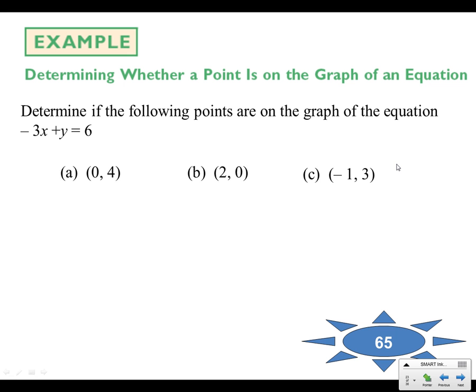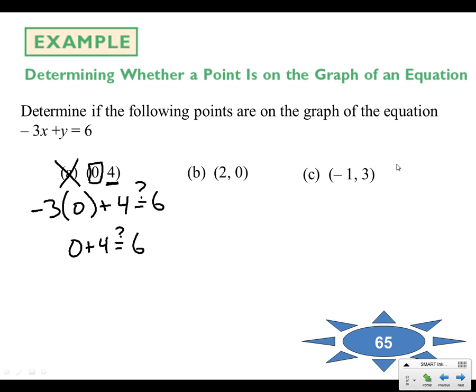Now we can do that without actually having to graph because we can plug it straight in. Negative 3 x, our x value here, is 0, plus our y value is 4. Does that equal 6? So negative 3 times 0 is still 0, plus 4, is that equal to 6? Definitely not, so this one is a no. How about negative 3 times 2 plus 0? That's negative 6. Is that on our line? That's not on our line either.